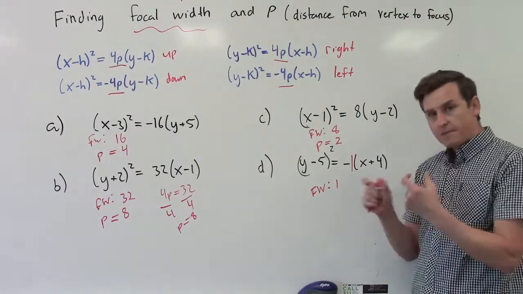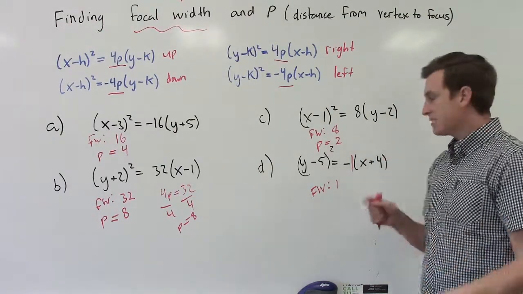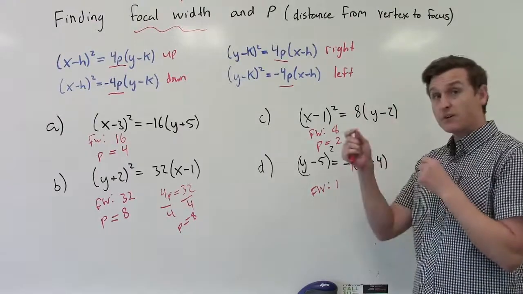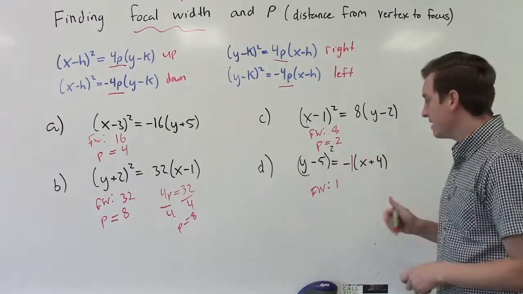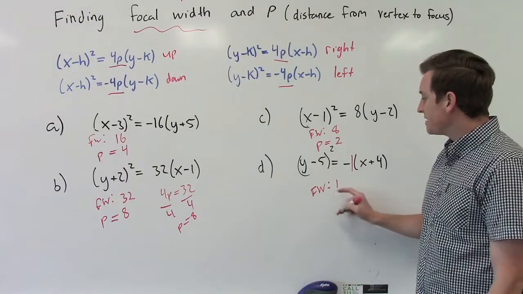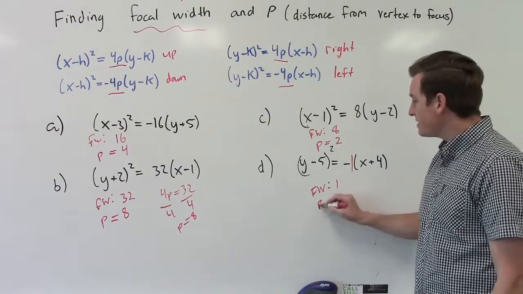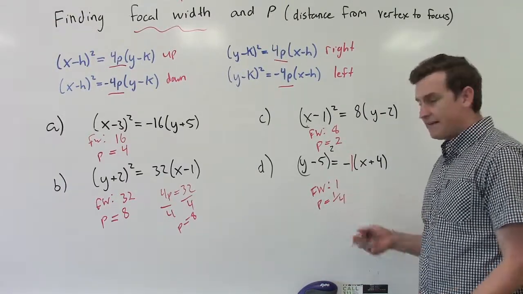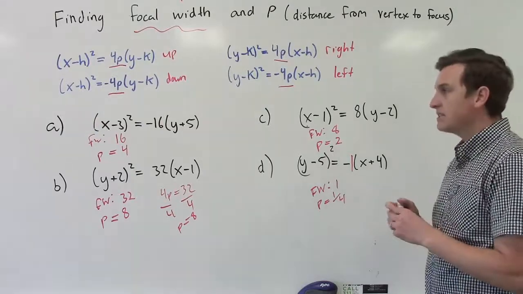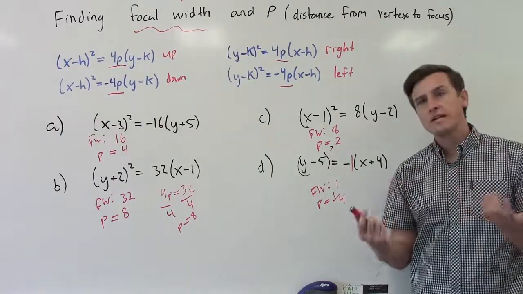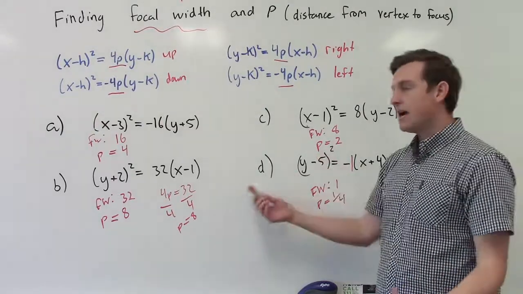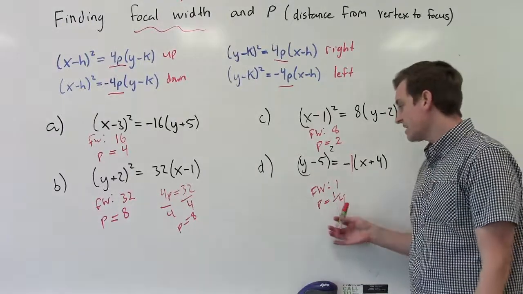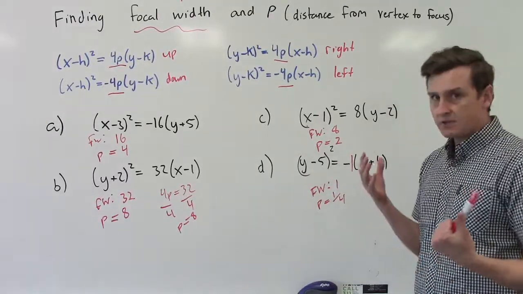If we want the p value, the distance from vertex to focus, which is also the distance from vertex to directrix as well, it's the same. We divide this by 4. So if we take 1 divided by 4, then the p is 1/4. And that's okay. You can get a fraction there. You don't have to get a whole number. Most of the ones that I picked for your assignment, they end up coming out nicely, but you could potentially get a fraction there, and that's okay too.